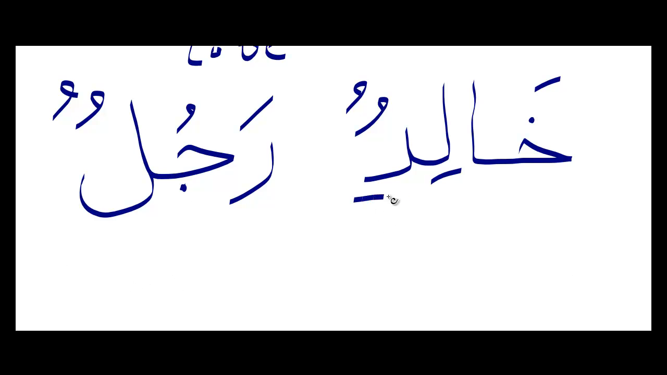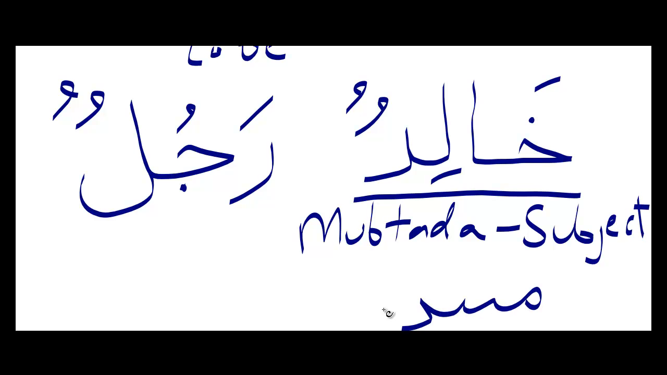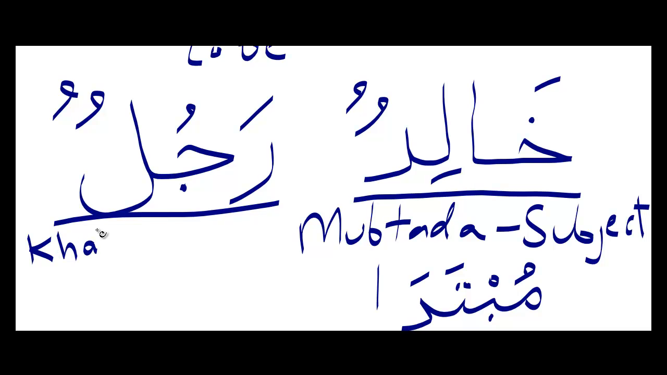This first word is known as Mubtada. Okay? In English, you'd call it the subject. Okay, let's write it in Arabic for you. Mubtada. Okay, I will be referring to it as Mubtada, and that's what you should know it as. And Rajul here, the second word, is known as Khabr. And Khabr is the news. In English grammar, it's known as the predicate.